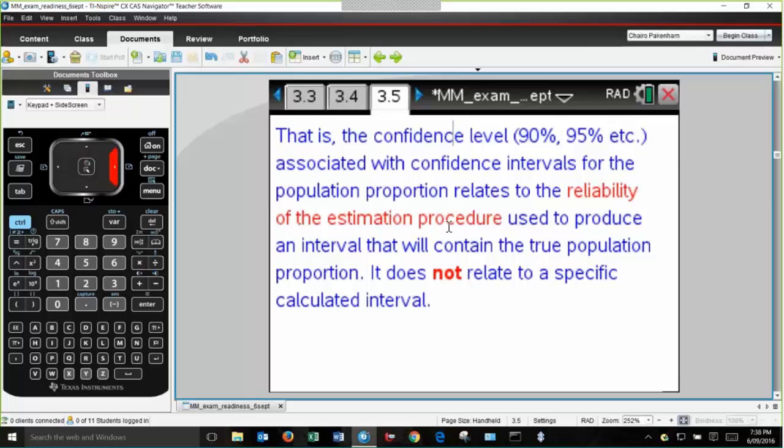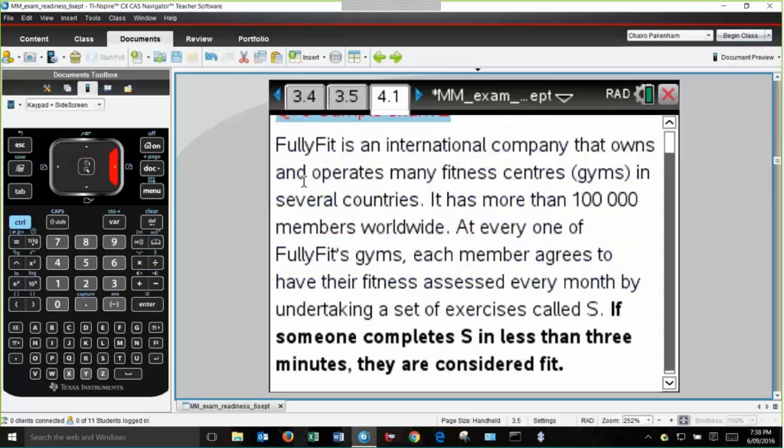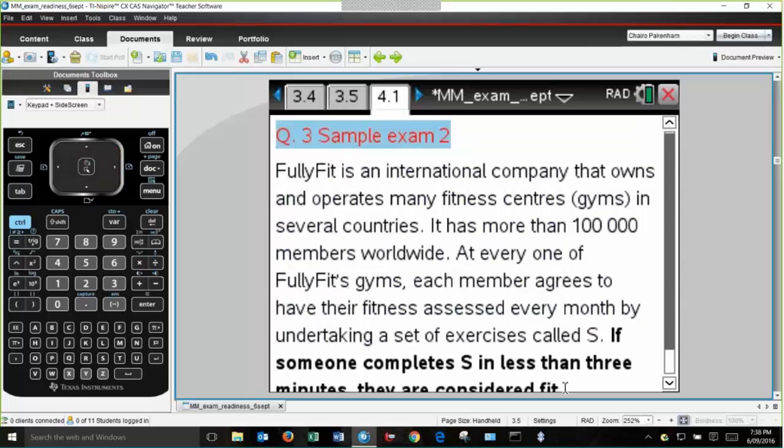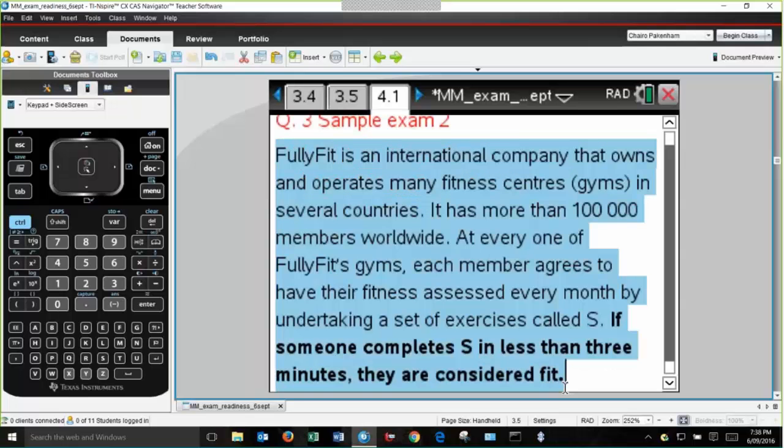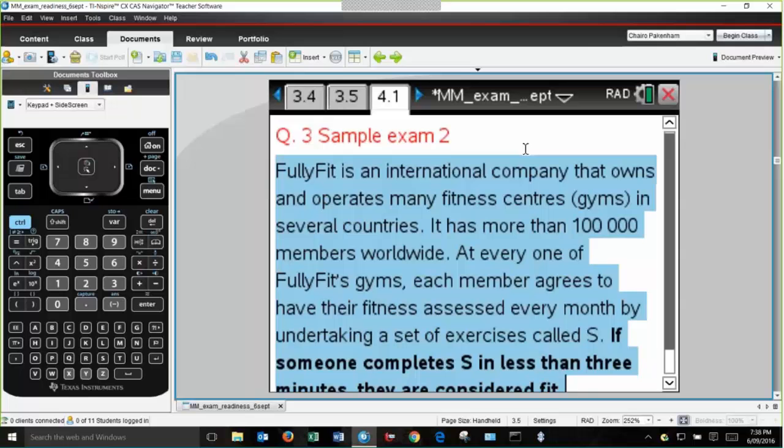Okay, now the next question, and once again, none of the wording of the question will appear on the file because I don't want any copyright issues. It will only be the solution. So in this question, question 3, in the extended response, you've got a large company that runs many gyms with over 100,000 members. So you've got a very large population. That's the point of this one.